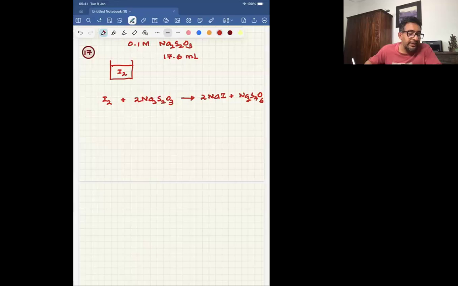Right. What is the indicator used and describe the endpoint in the titration. What is the indicator used here? Can you please keep the noise down? And don't worry about the exam. We'll look at that later. Then focus on this. Right. Okay.